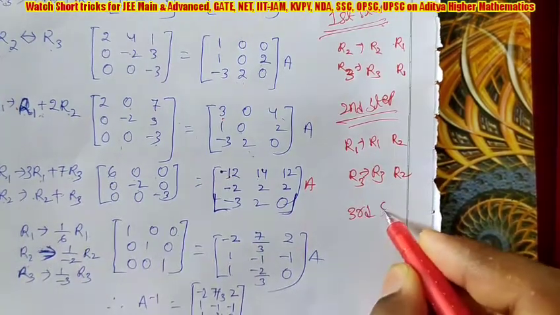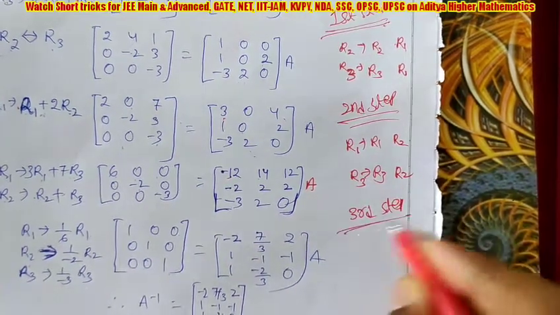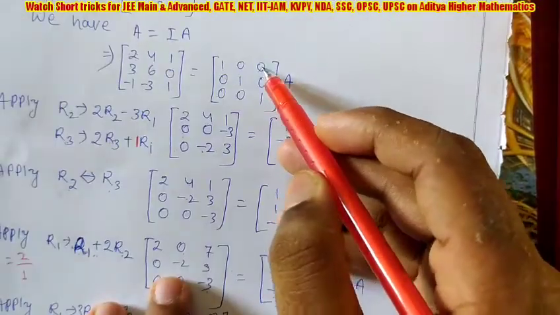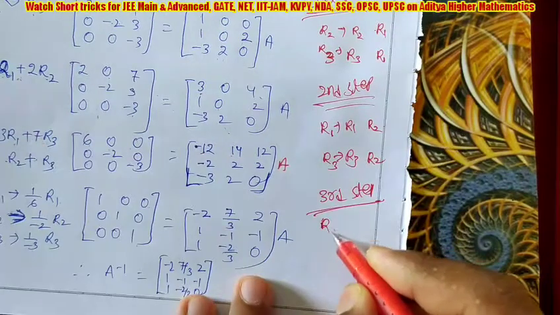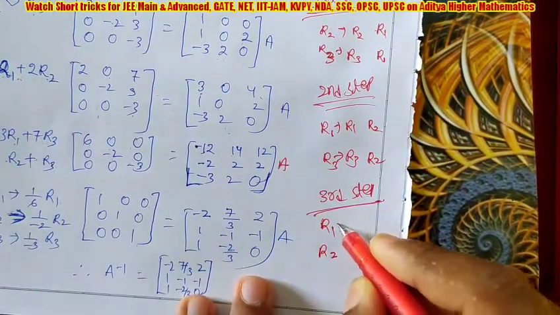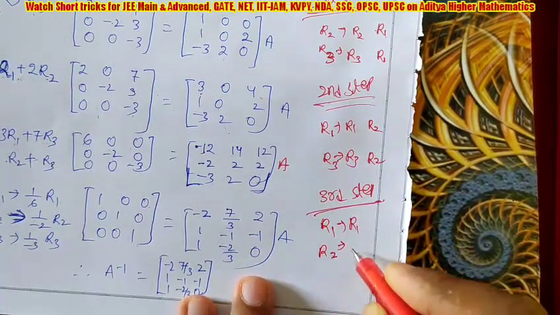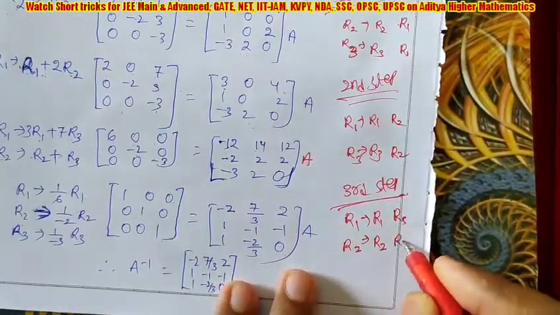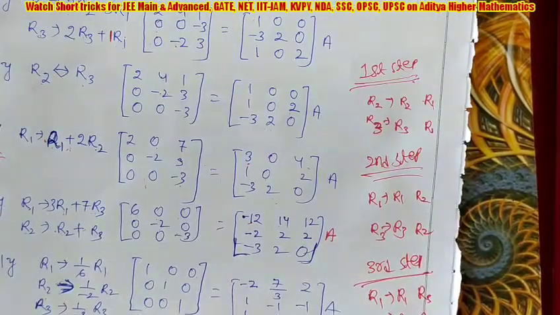And what is the third step? You have to make which element 0? R1 and R2. Write R1 and R2. Then write R1 and R2, and later write which is non-zero, which is R3. So accordingly we are doing this.